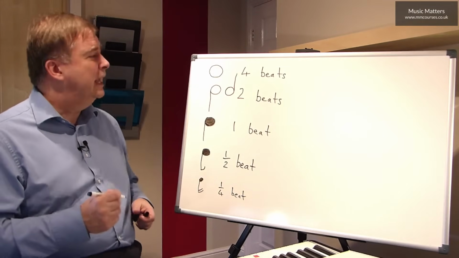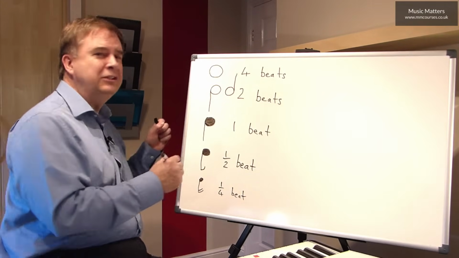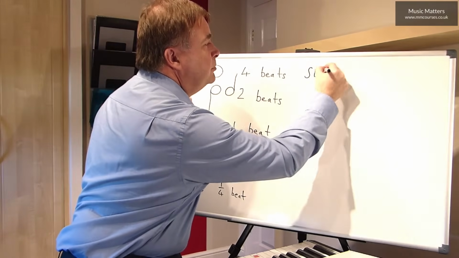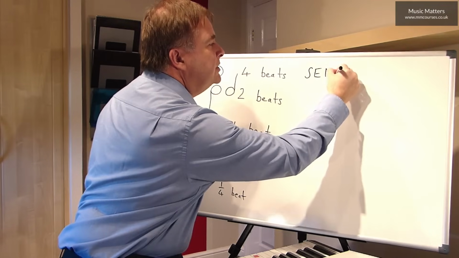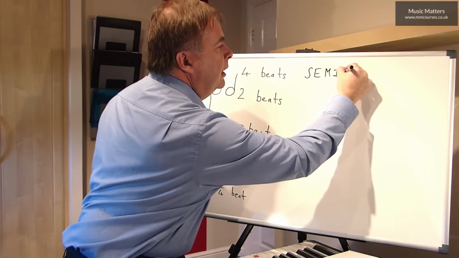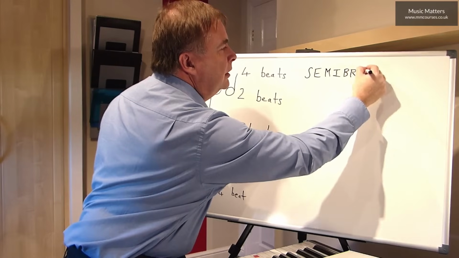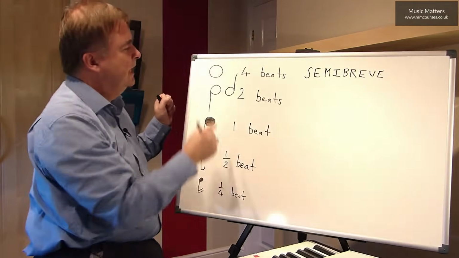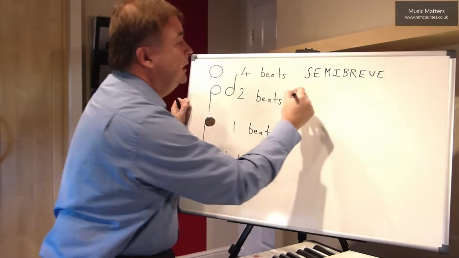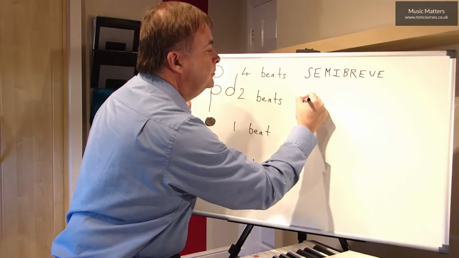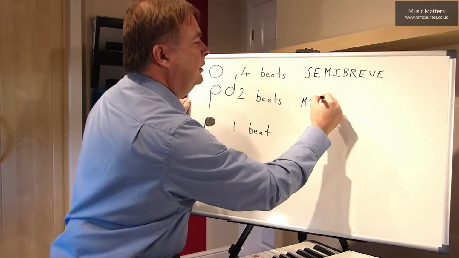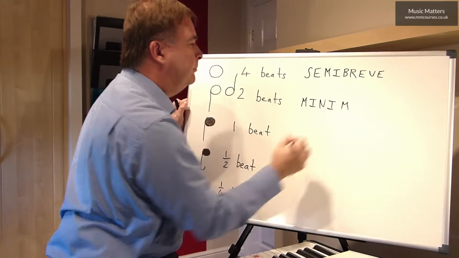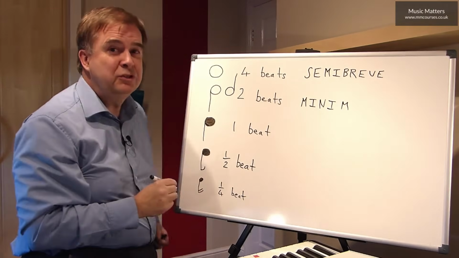Now let's be sure about the spellings of these particular note values. So the first one we said was called the semibreve. S-E-M-I-B-R-E-V-E. This one, the two-beat note, remember, was called the minim. M-I-N-I-M.